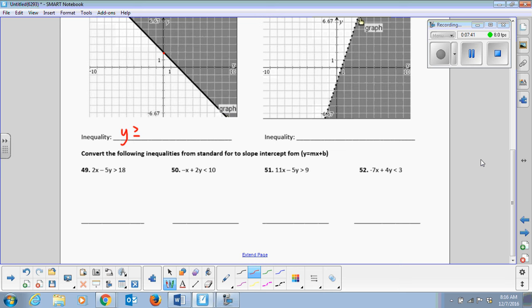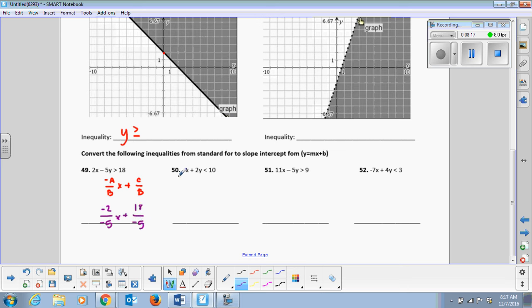And last but not least, we are converting these inequalities to slope-intercept form. So again, we are going to be using the negative a over bx. Okay, so on this first one, my a is 2, so the opposite of positive 2 is negative 2. B is negative 5. And then we have x. My c is 18. So I'm going to have 18 over my b, which again was negative 5.